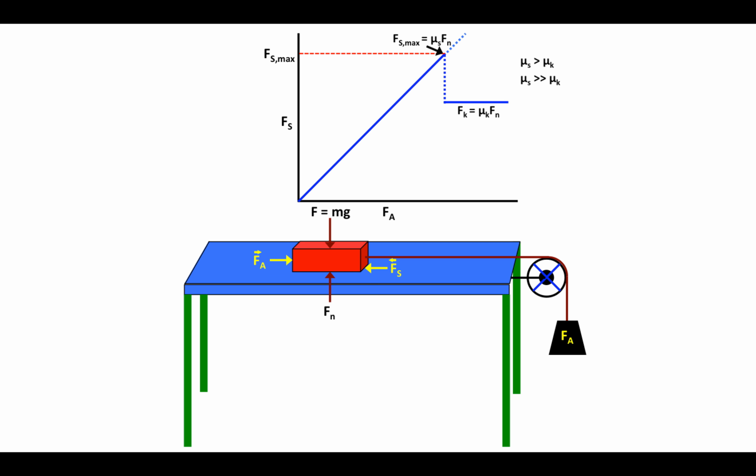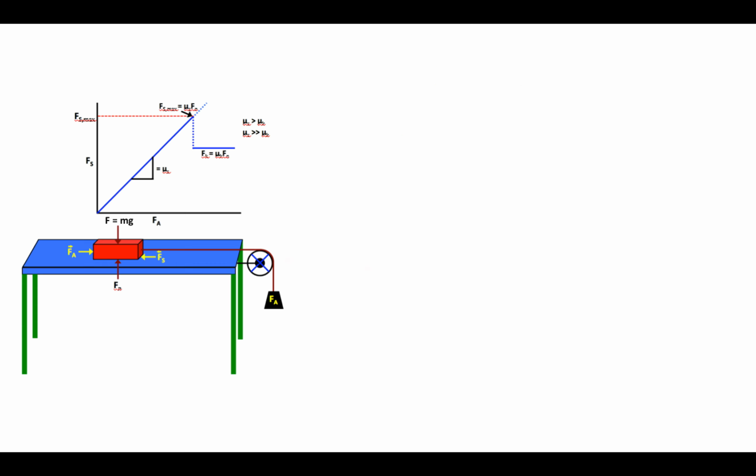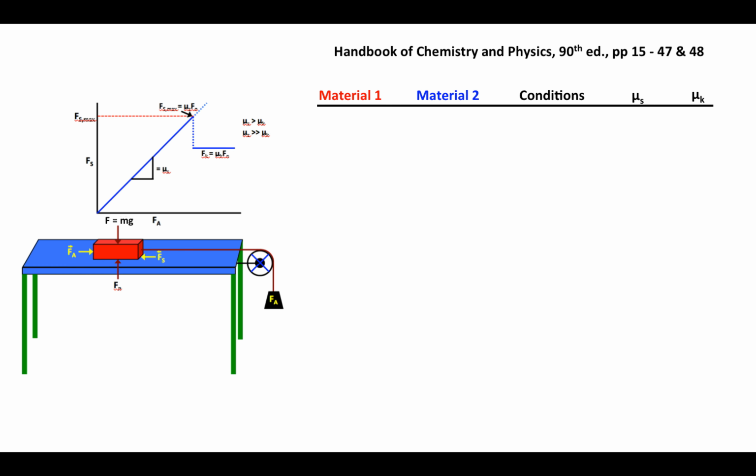In the straight line part of this graph, it's clear that the static friction is proportional to the applied force, so we really are looking at the slope of this line, and the slope of this line is the coefficient of static friction, which is also the proportionality constant. Of course, the slope of that line, mu, can vary widely depending on what the surfaces are. I will show you some examples from the Handbook of Chemistry and Physics. We'll make a little table of material 1, material 2, the conditions, and then the static and kinetic friction.